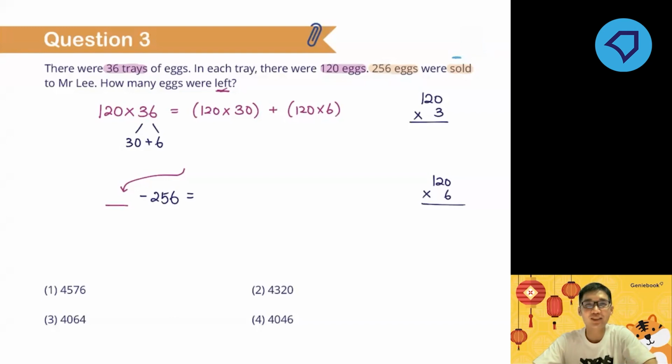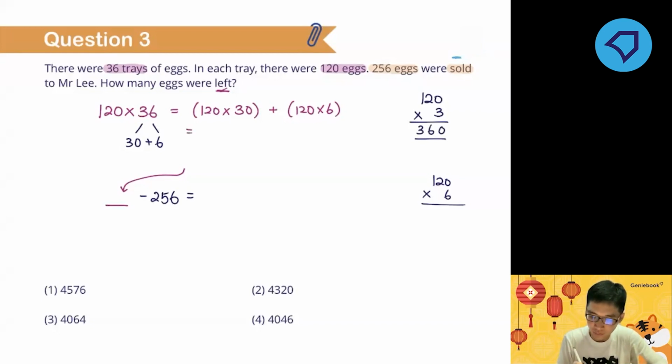All right, now let's start with the multiplication. So we have 120 eggs in the 36 trays each. So we first take 120 times 3. So 0 times 3 is 0, 2 times 3 is 6, 1 times 3 is 3. Then we add a 0 to the back of that answer.